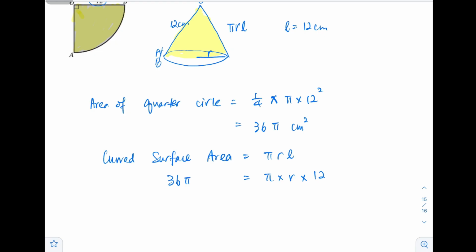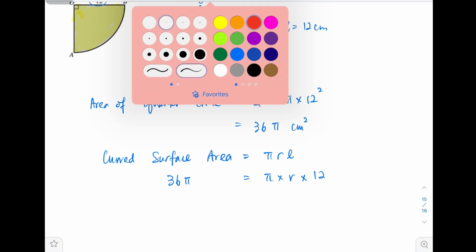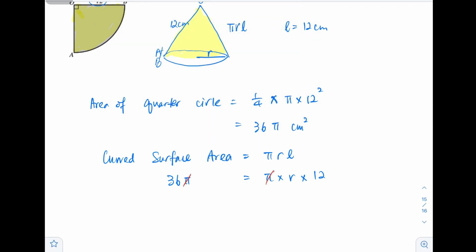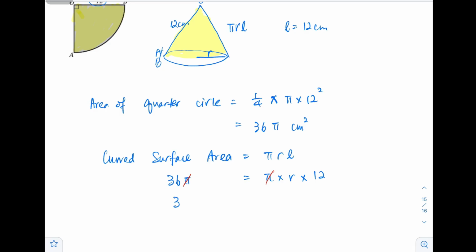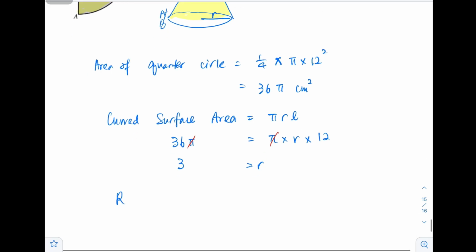So now we can simply divide by pi on both sides, and then we again divide by 12 on both sides, so we get R to be 3. So the radius of the cone is actually just simply 3 cm.